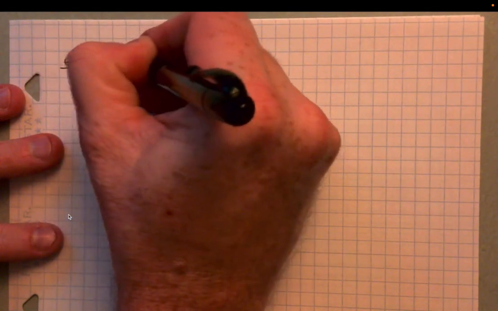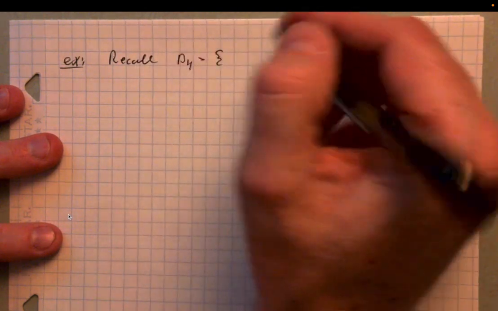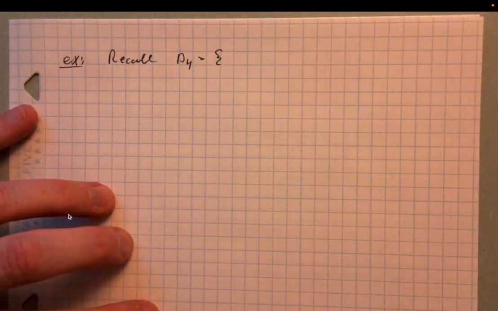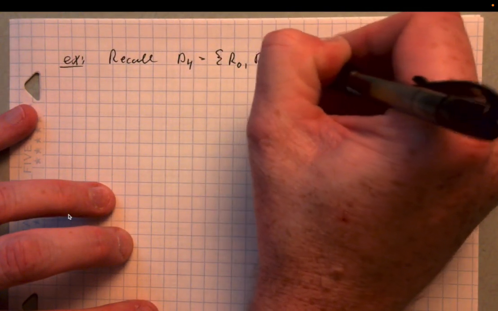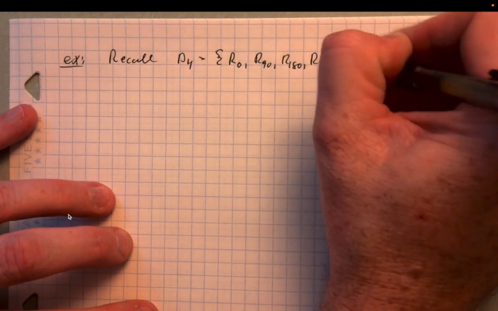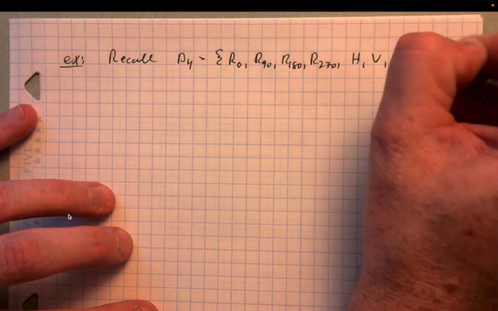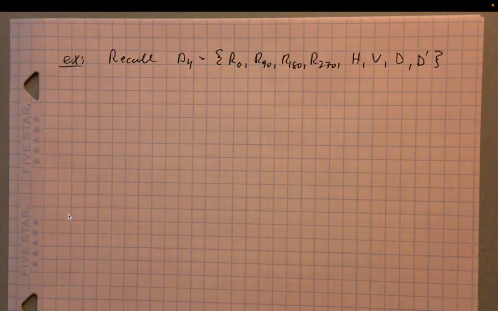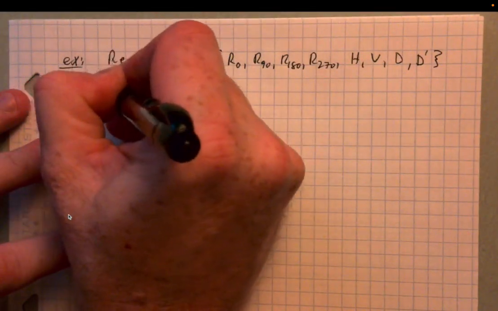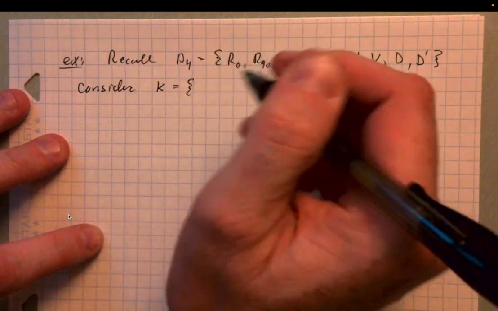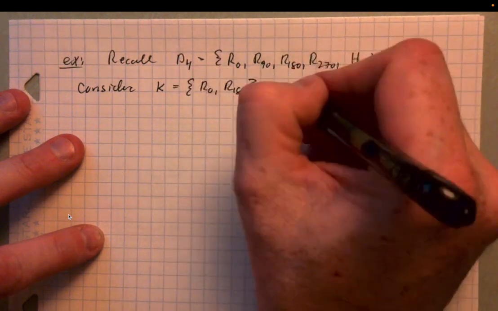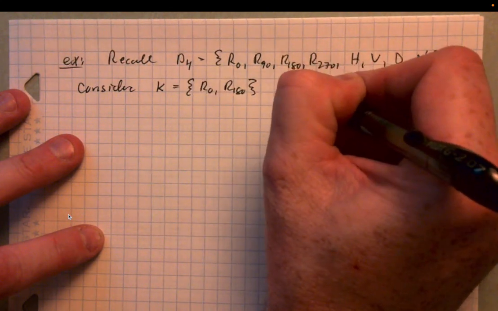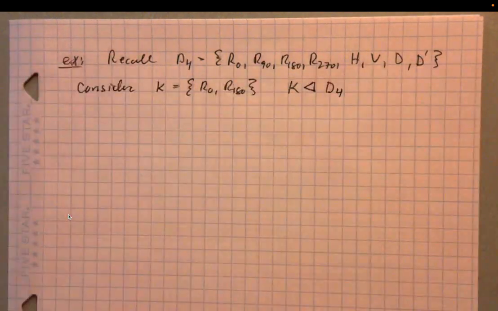So recall, D4 is the group of rotations and flips, the symmetries of a square. So R0, R90, R180, R270, a horizontal flip, a vertical flip, and two diagonal flips. Now we're going to consider a subgroup K, and K we're going to make R0 and R180. Now, K is normal in D4. It's a normal subgroup of D4.